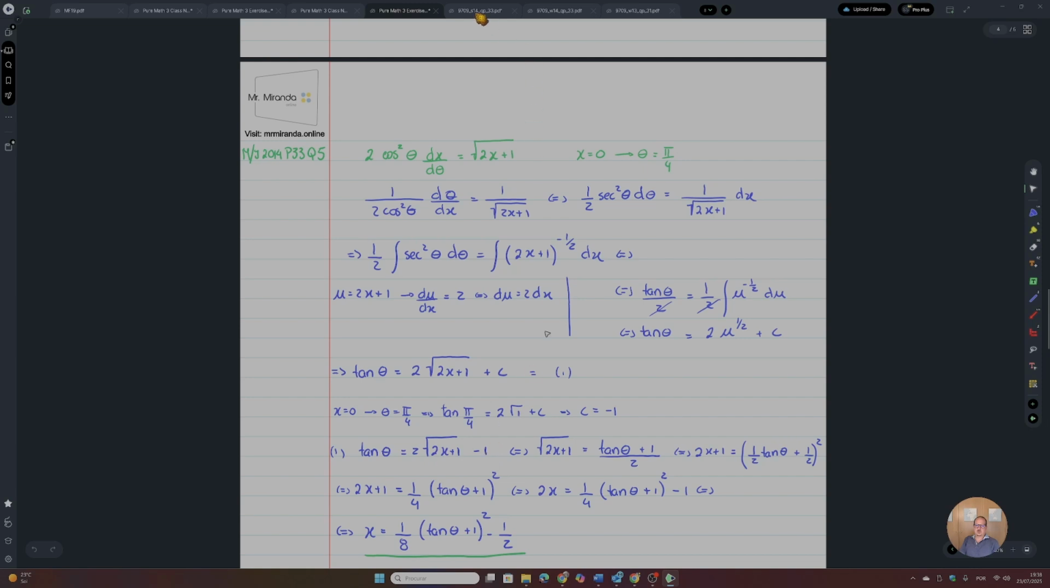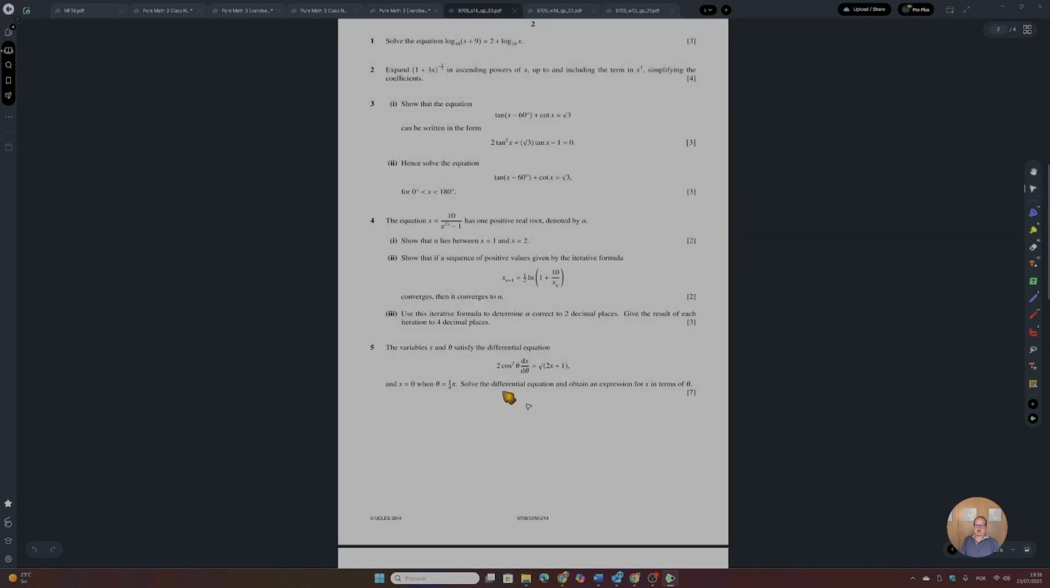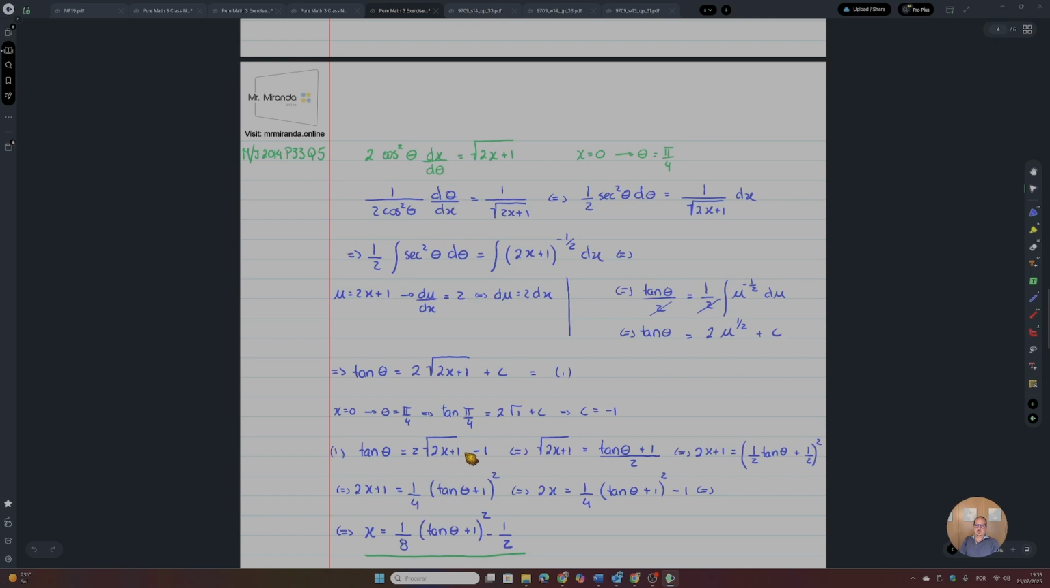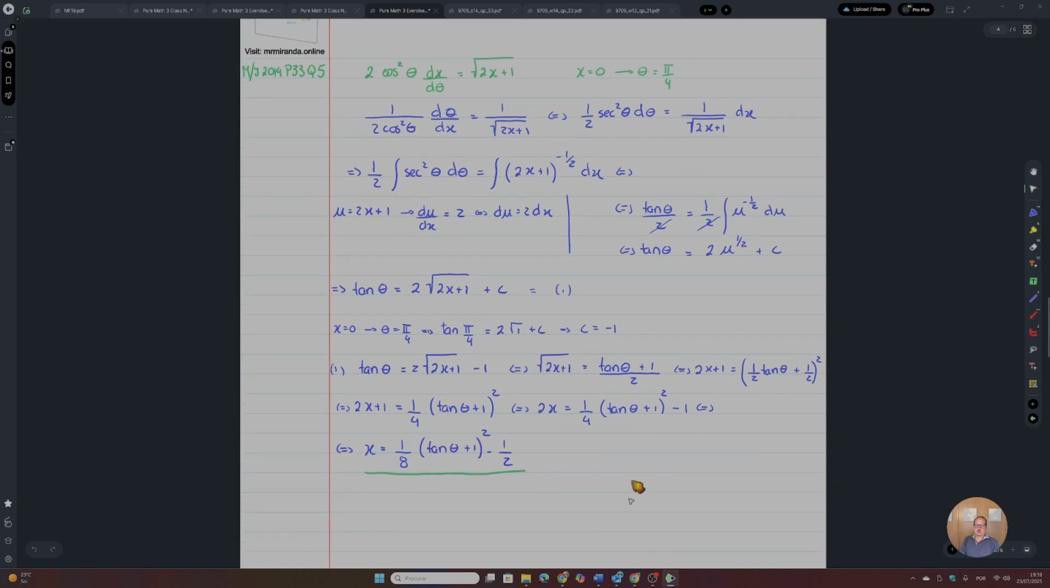We need, as the question asks, don't forget, an expression for x in terms of theta. So we have to isolate x now. So let's just send that minus 1 to the other side, and also send this 2 to the other side. Get rid of the square root by squaring both sides. Then get rid of the 1 and the 2, and eventually you get into this, and it's solved.